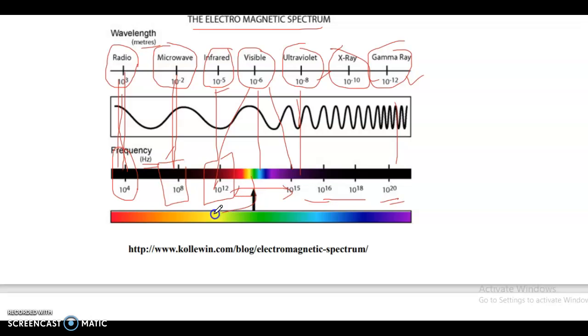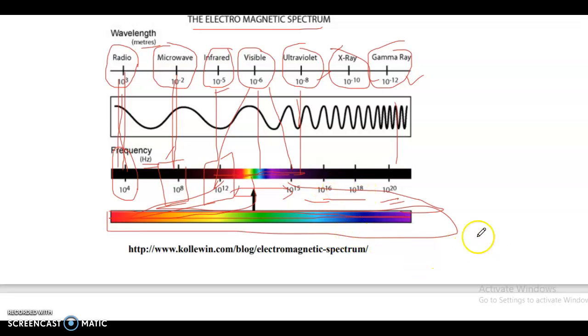This range only we can see as visible, between here. From 10 power 12 to 10 power 15: 10 power 12, 10 power 13, 10 power 14, 10 power 15. That is what you can see.